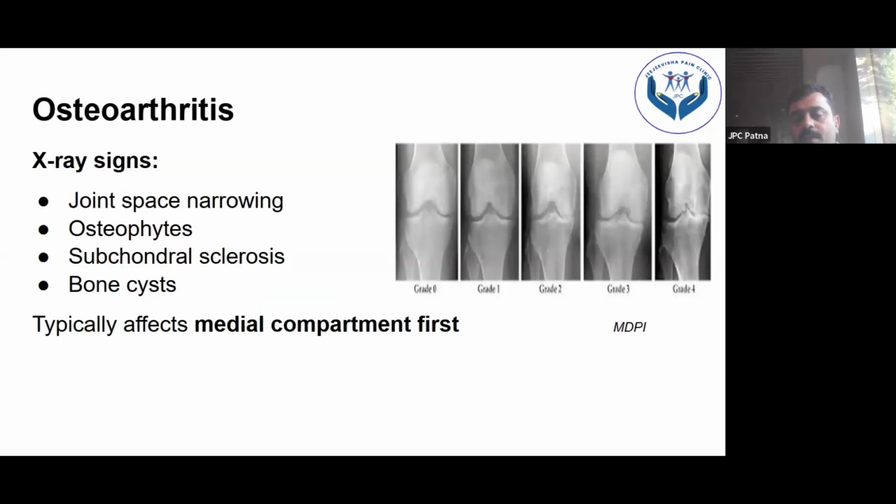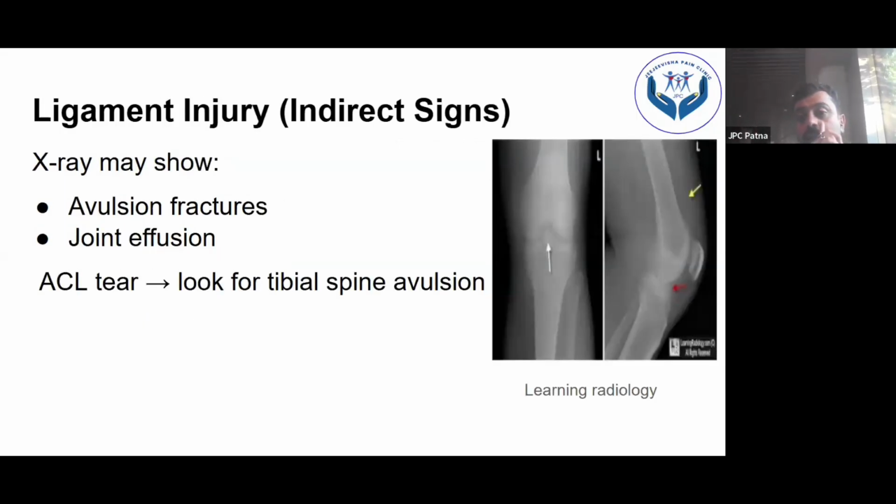So this is mainly for the bone. What about the other tissues, ligament injuries? There are a lot of indirect signs which you have to read, whether there is any avulsion fracture or any joint effusion. Avulsion fracture is this one. You will find it at the tibial plateau rim, or if there is a tibial spine fracture. As I told you, these are the cruciate ligaments, anterior and posterior, joining here. If there is a fracture, then it is quite possible there is an ACL tear.